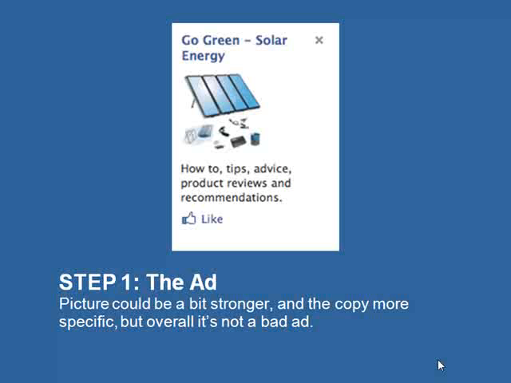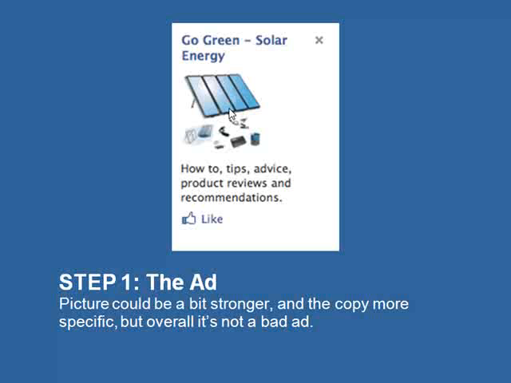So the headline, not bad. Go green, solar energy. It doesn't really grab you. I would probably put something on there like, want to go green, question mark, or, create, build solar panels, question mark. I'd probably do something like that.